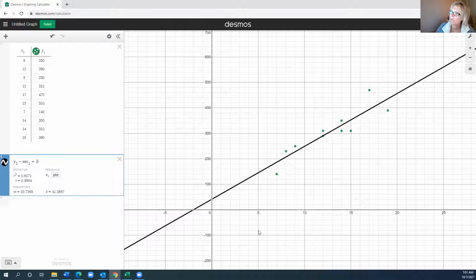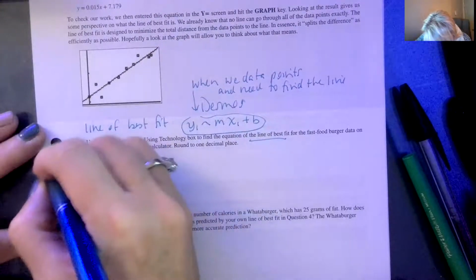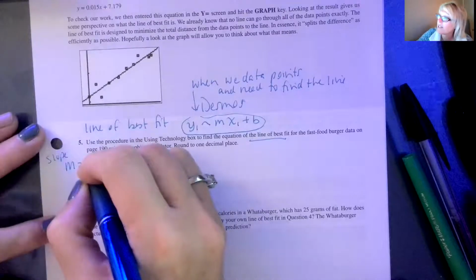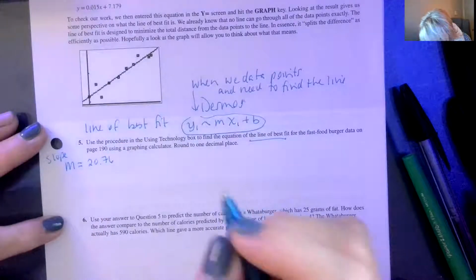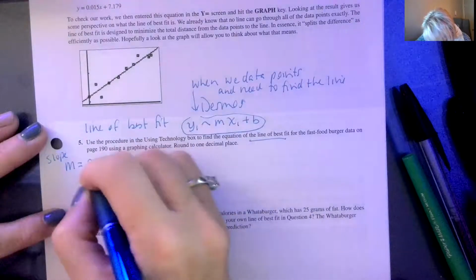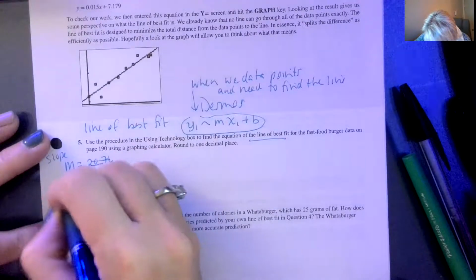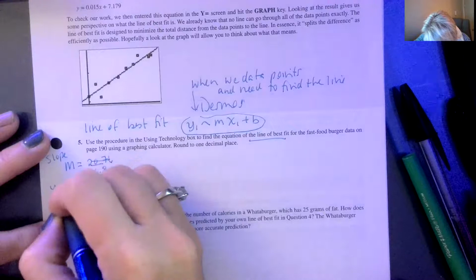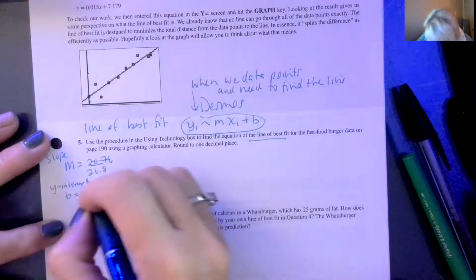So I'm going to go back to my paper for just a minute so you can see what I'm writing. So m is our slope. I'm going to write that. And it is 20.76. I'm using 2 decimals. It says round to 1, so we'll use 20.8. And then our y-intercept, I'm writing them off to the side. B is 41.4.